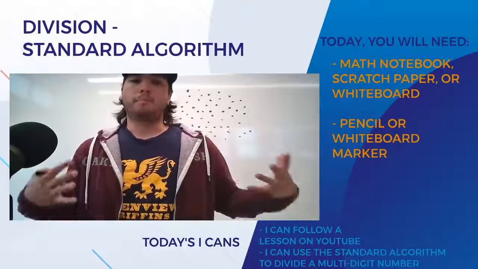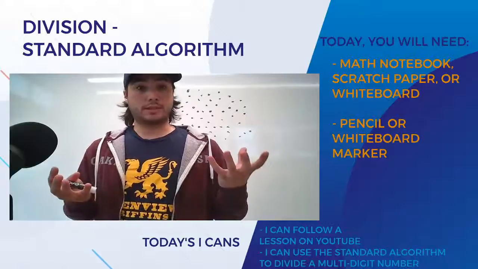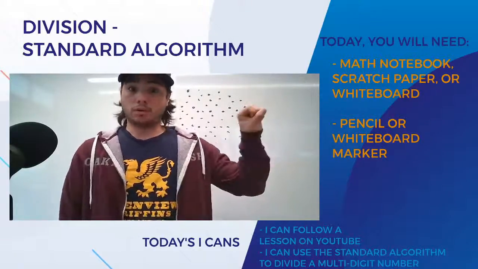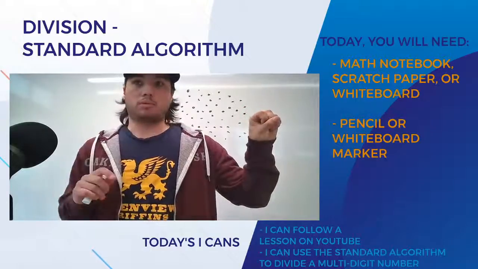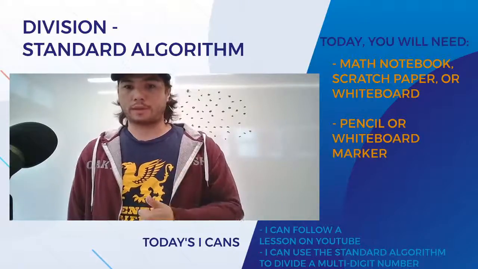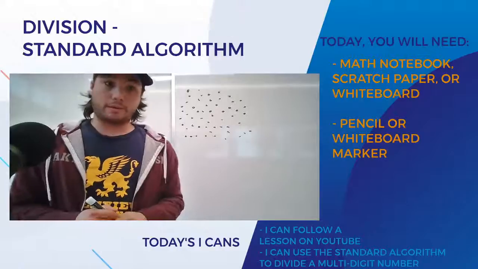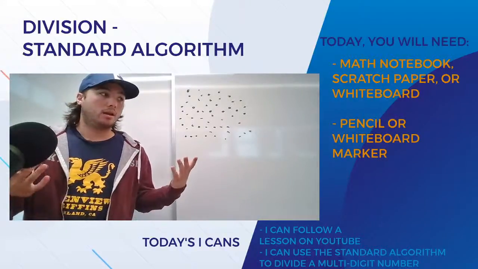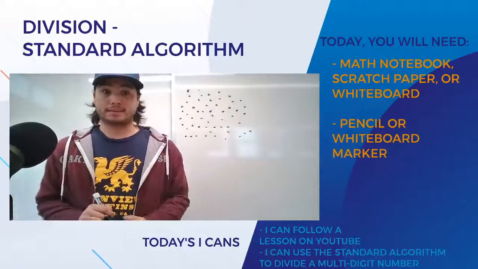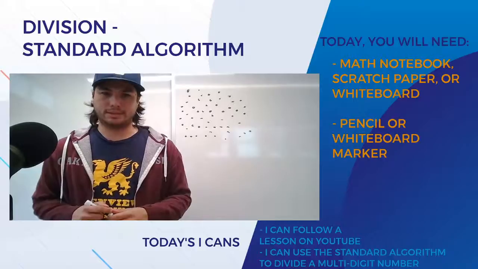Okay. Multiplication takes a certain number of groups of a certain size and figures out how many total. Division takes a total and gives you groups of a certain size and figures out how many groups those are. Okay, so in this case, we've got 54 dots here. And we're going to try and figure out how many groups of 6 those 54 dots can be put into.